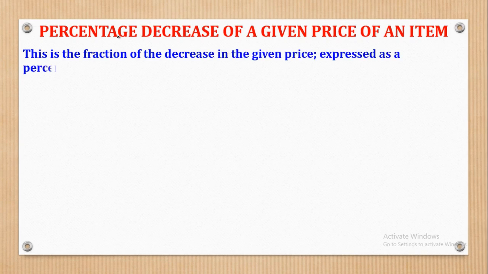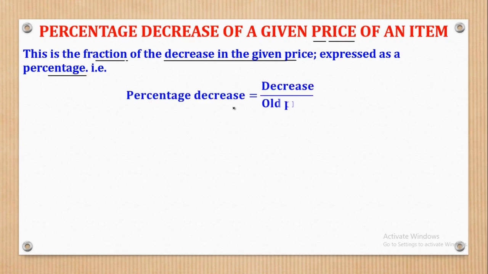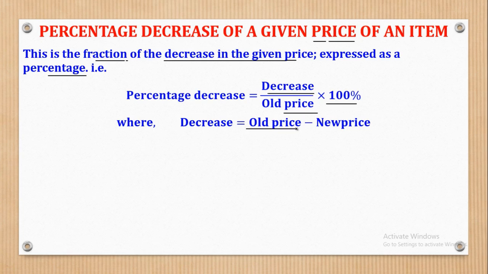Percentage decrease of a given price of an item is a fraction of the decrease of a given price expressed as a percentage, and it's given by percentage decrease equals decrease over old price multiplied by 100%. The decrease is given by old price minus the new price, because decrease means that the old price is bigger than the new price.